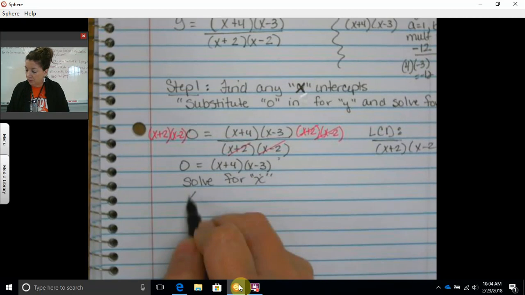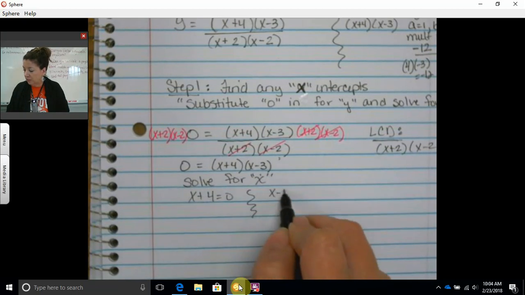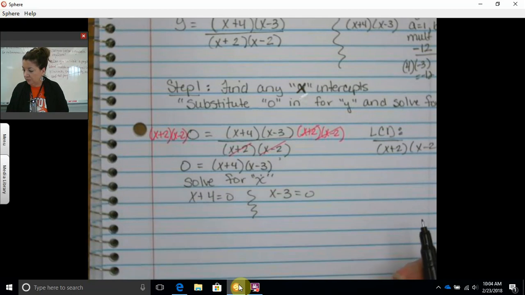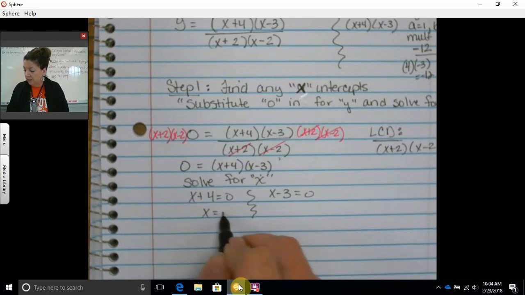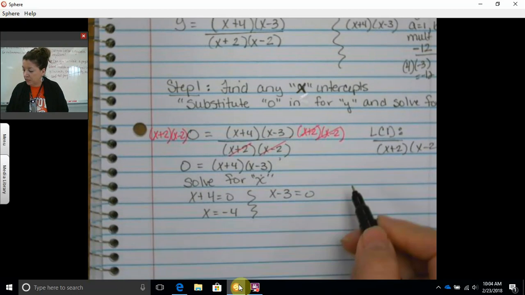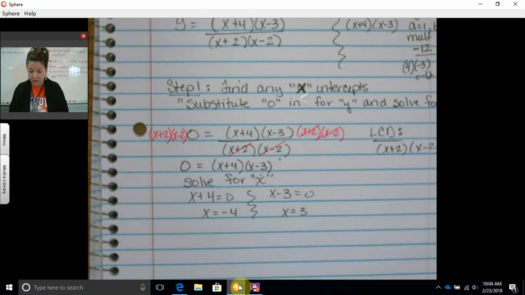So we have x plus 4 equals 0, and x minus 3 equals 0. So that gives me x is negative 4 because we subtracted 4 from both sides. And x equals positive 3 because we added 3 to both sides.